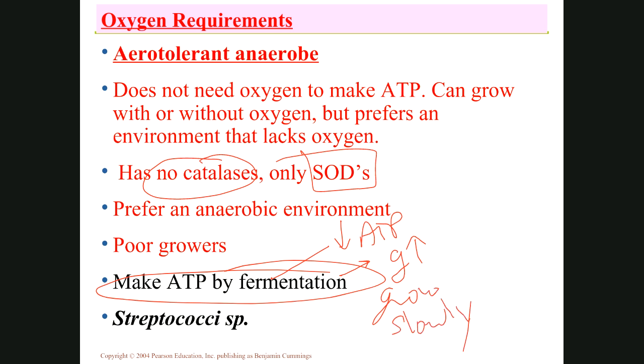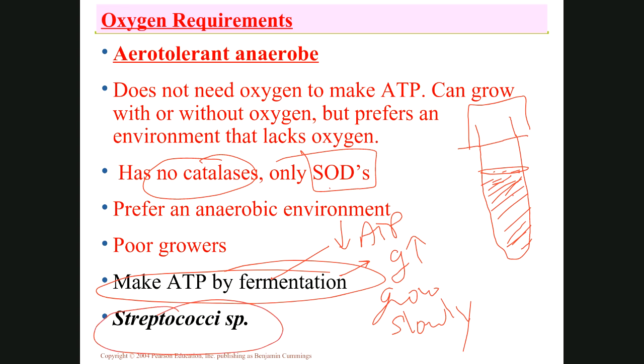They don't like oxygen. They will grow in it, but they're not happy. They don't like it. In a tube, they're the tricky ones. They will grow all over. They tend to avoid the top, so there may be a little bit of growth on the top, but compared to the facultatives, which grow tremendously on top, these guys don't grow very well on top. All of the species in the Streptococci genus are aerotolerants.